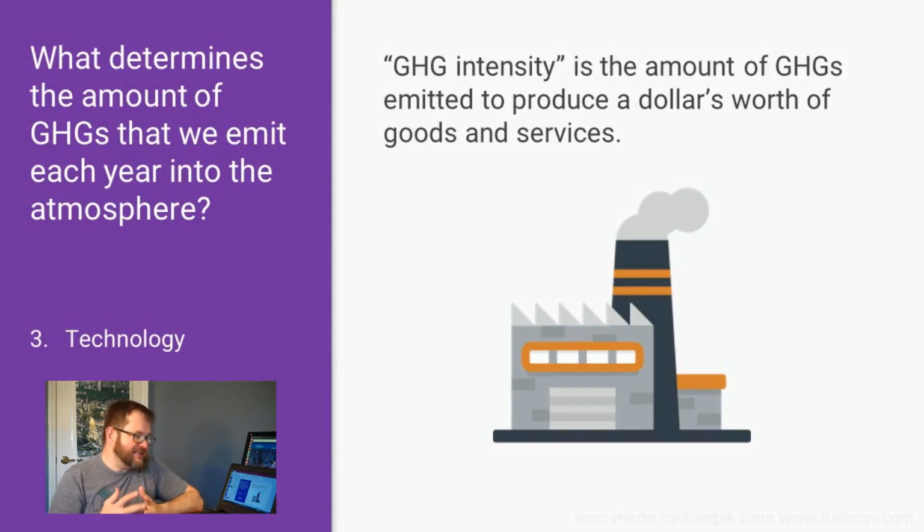Now, greenhouse gas intensity is a term that comes into this idea of technology. The greenhouse gas intensity is the amount of greenhouse gases that have to be emitted on average to produce $1 worth of goods and services. So you could take a given economy's total production of greenhouse gases, whether that's a country or globally, and you could take the total amount of goods and services it produced and divide one by the other to get the greenhouse gas intensity. Technology can be used to reduce that.